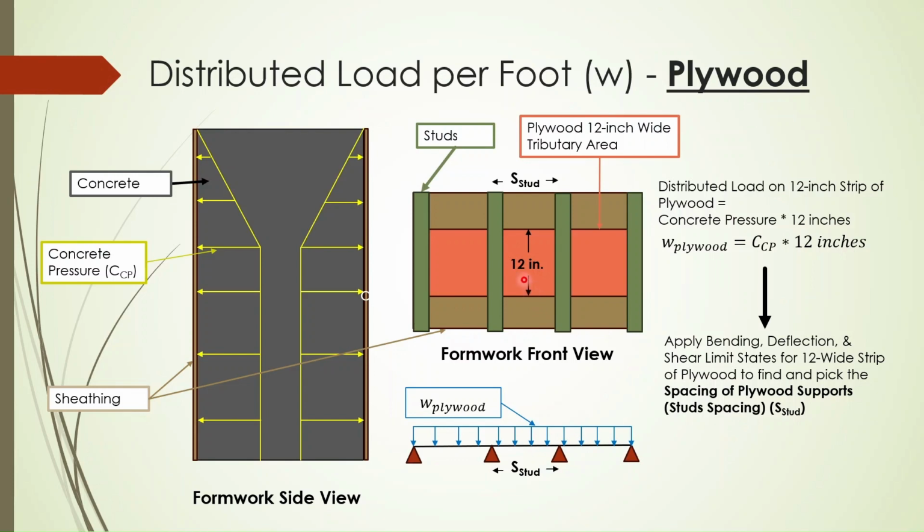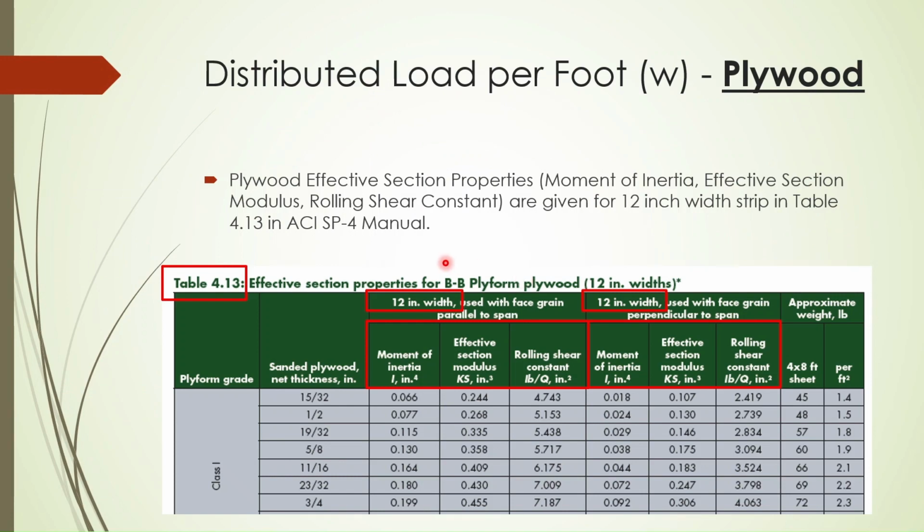That width is gonna be 12 inches, and the reason for picking 12 inches for the tributary area is because the effective section properties for plywood given in Table 4.13 we discussed earlier are given for a 12-inch wide strip. And these effective section properties are moment of inertia, effective section modulus, and rolling shear. So you want to relate the strength of the plywood represented in these values in Table 4.13 to the demand on the plywood, which is represented by the tributary area. So both widths gotta be the same.